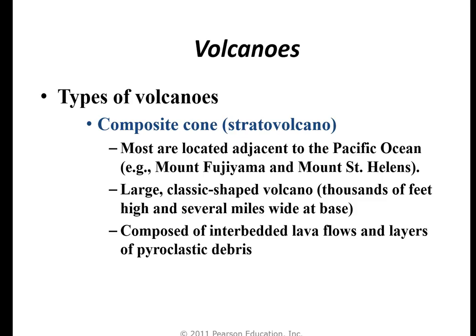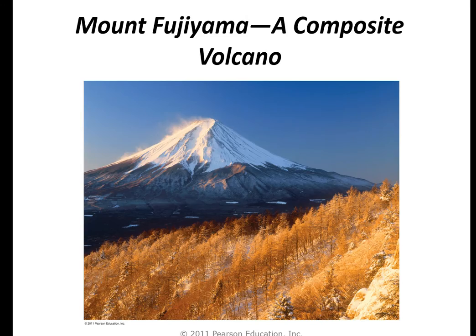You can have a composite cone, what we call a stratovolcano. These are usually located adjacent to the Pacific Ocean, Mount Fujiyama and Mount St. Helens, which erupted in the 80s. Large classic-shaped volcano, thousands of feet high and several miles wide at the base. And it's composed of lava flows and layers of pyroclastic debris. So here's Mount Fujiyama.